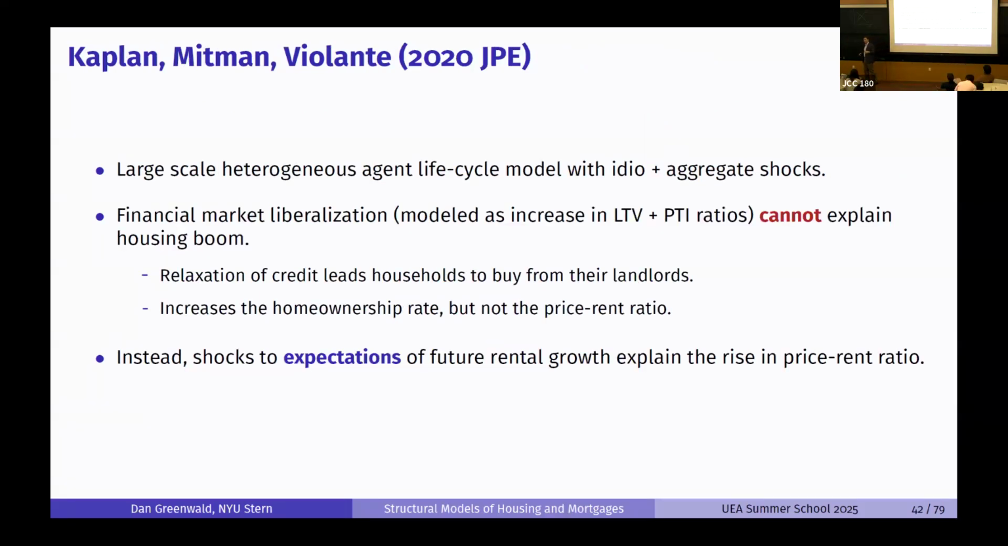Okay, the other paper, Kaplan, Mittman, and Villante, they find that this kind of financial market liberalization, where they're going to relax both the loan to value and the payment to income, they have both of them, because Gianluca was my advisor, so I was always told about this stuff, cannot explain the housing boom, right? So basically, what they find instead is that when credit relaxes, households want to buy more, but they just buy from their landlords, right? And this ends up increasing the home ownership rate, but not the price to rent ratio. And instead they find that shocks to the expectations of future rental growth explain the rise in the price rent ratio, okay?